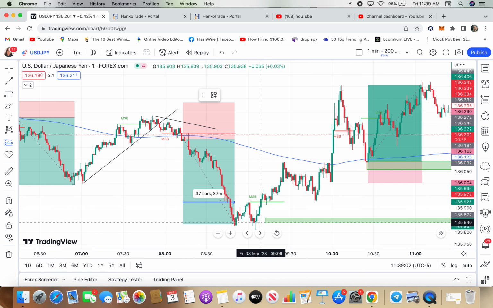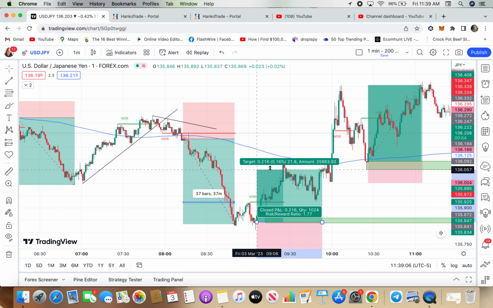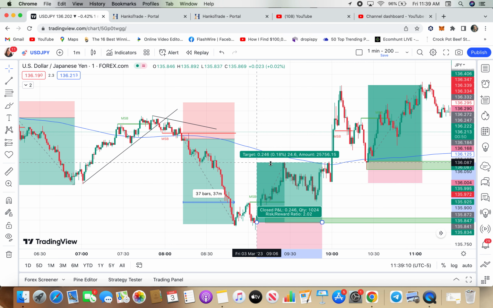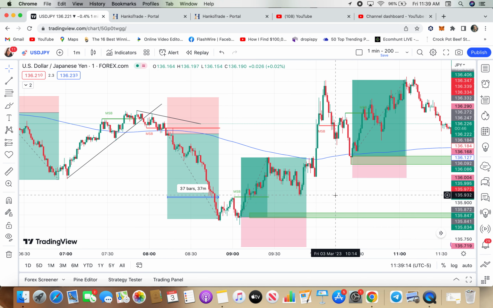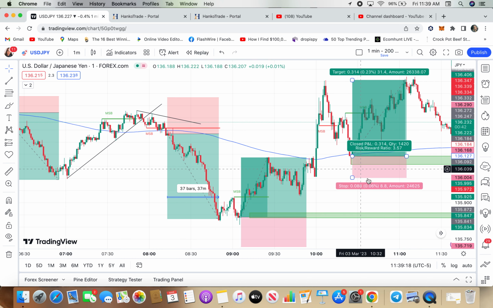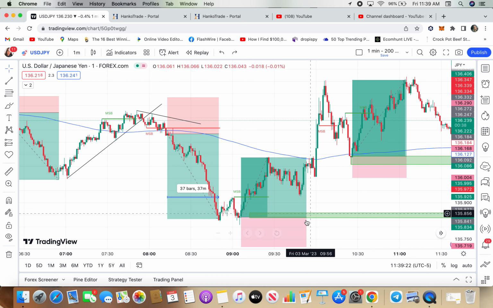But again, this breaks at least one of my rules because it's not above the 200 for a long position. So I would put it like, I'm going to take whatever it gives me up to the 200, because you never know, it could hit the 200 and bounce back down to this order block and continue to do that. So you never really know.